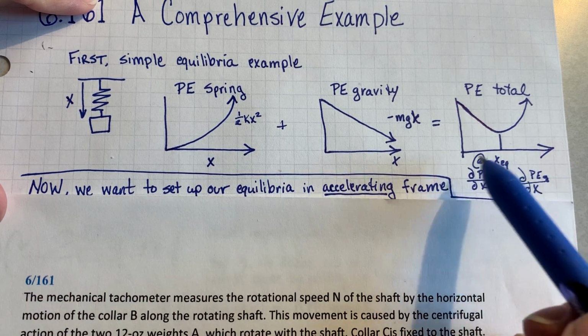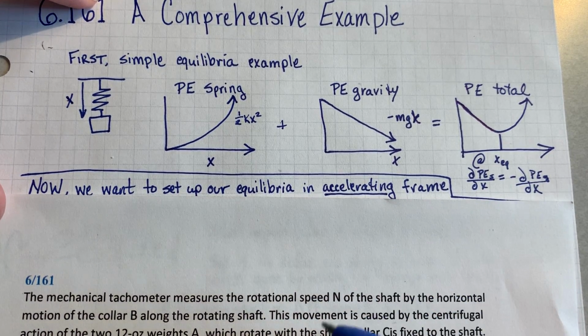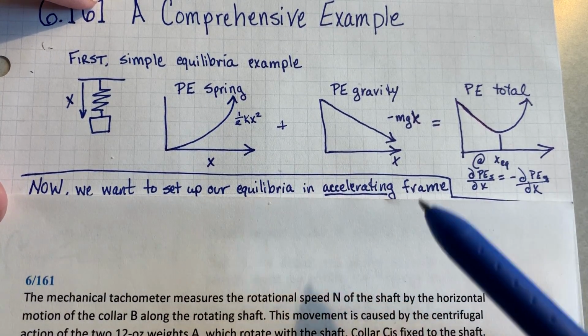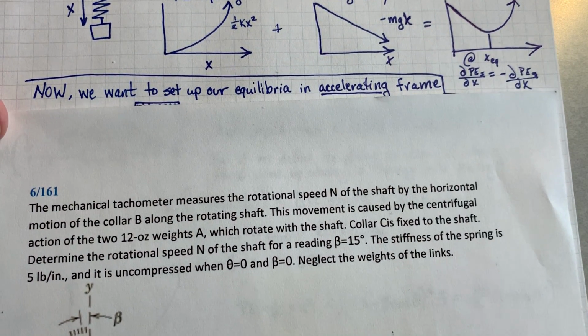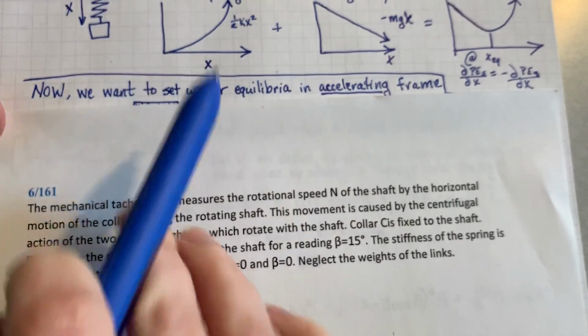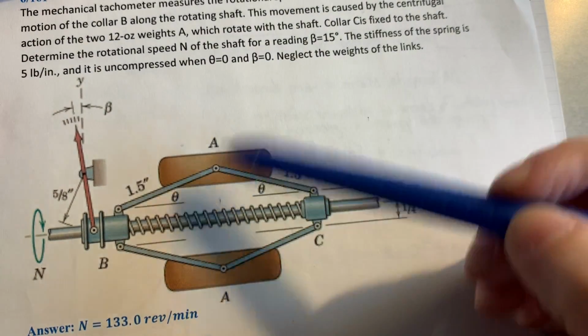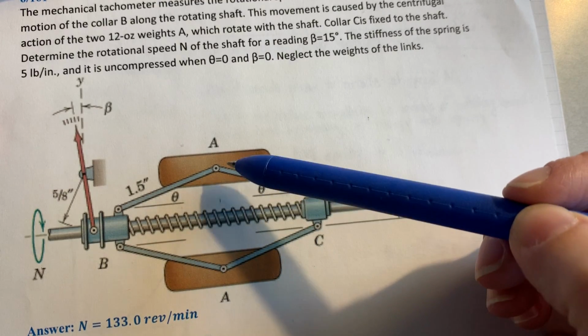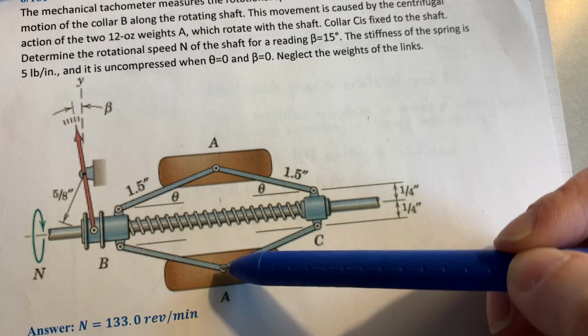And so this kind of plot is where this virtual work thinking really helps you to think about how this works. But now we want to think about an accelerating reference frame. This is just statics. Now in this problem here, we have these masses and they will have some acceleration towards the shaft.